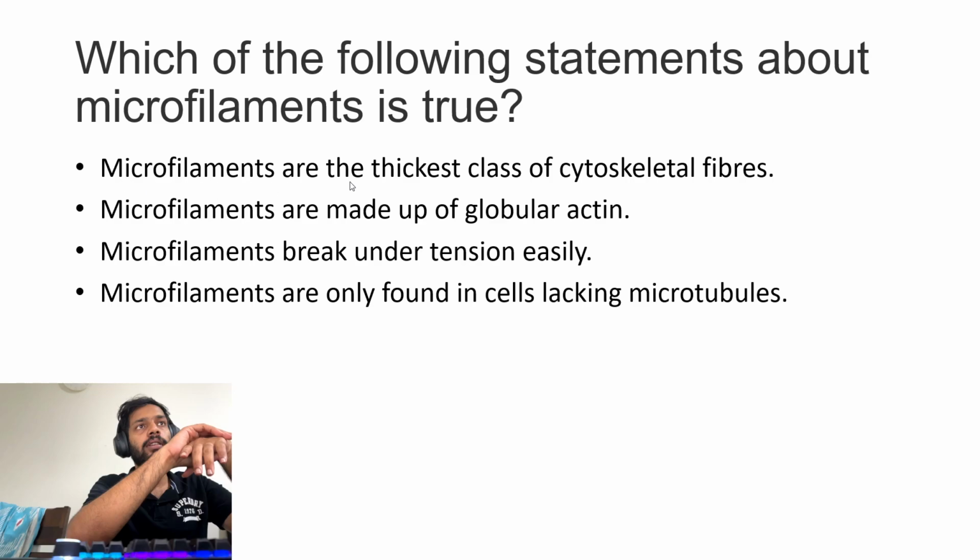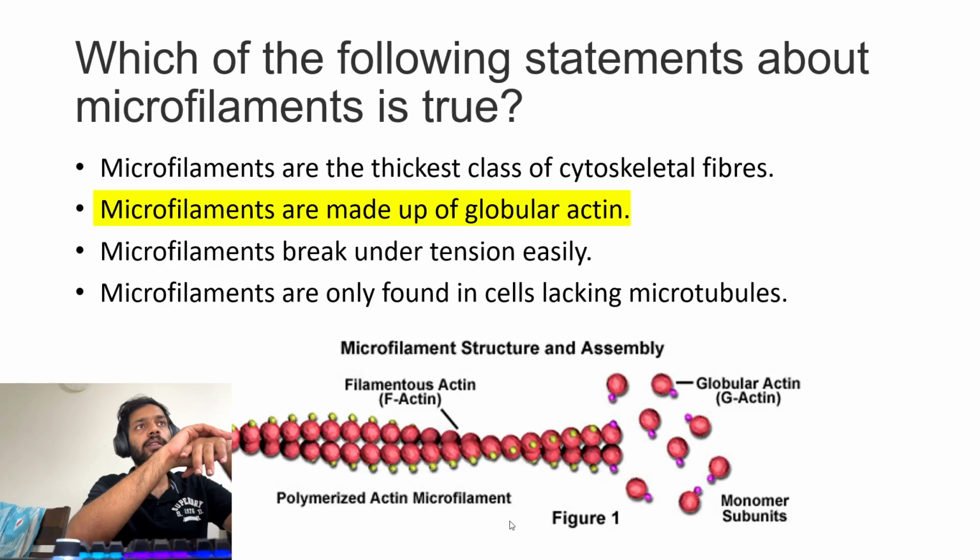And microfilaments are the thickest class of cytoskeletal fibers. That's also not true. Microtubules are probably the thicker class of cytoskeletal fibers. So essentially, the only correct option is microfilaments are made up of globular actin, which if you look at the structure of microfilament, there is this G-actin that comes and binds to the microfilament and gets polymerized and forms this fairly thick microfilament, but not the thickest class of cytoskeletal fibers, which goes to microtubules.